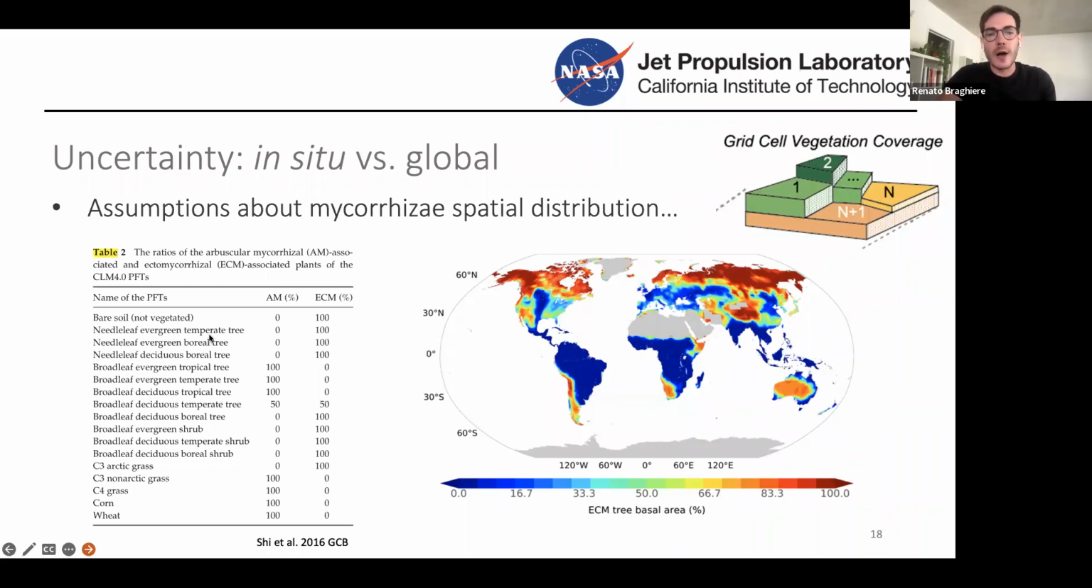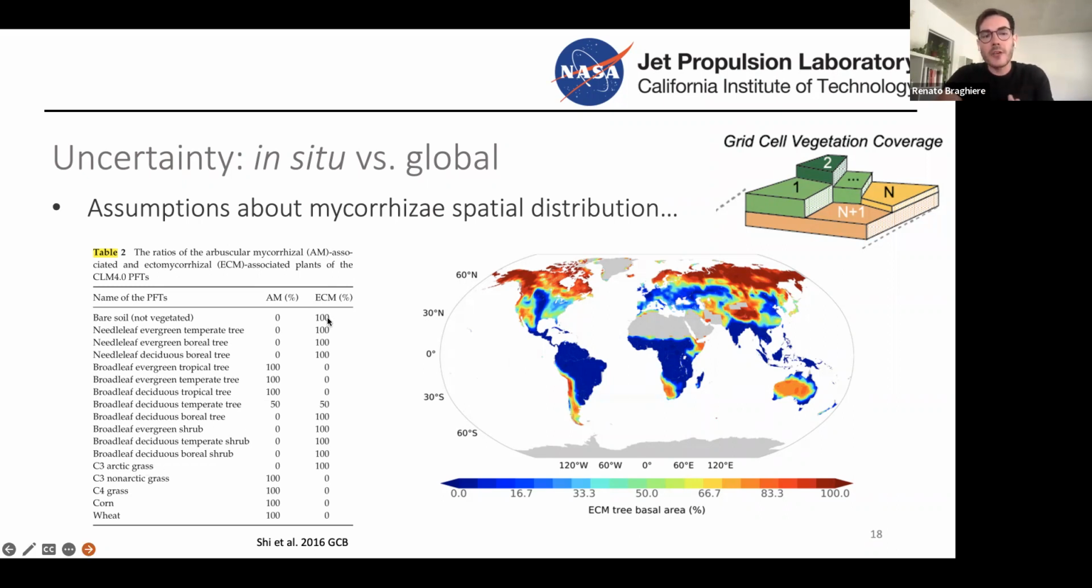We can talk about the position of that particular PFT, plant functional type, on Earth. So we can see if it's temperate, boreal, or tropical. And we can also say if it's a tree, if it's a forest, or if it's a shrubland, or if it's a grassland.